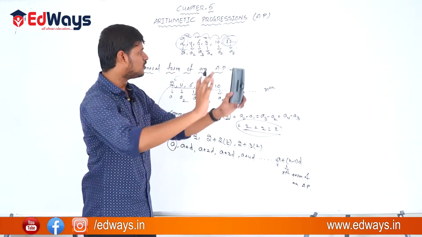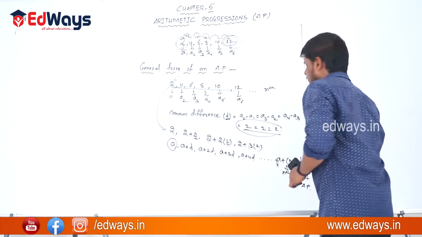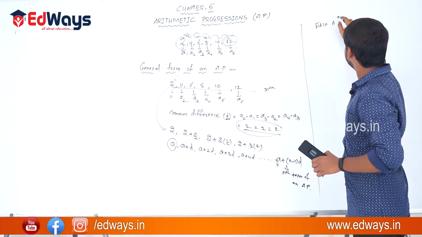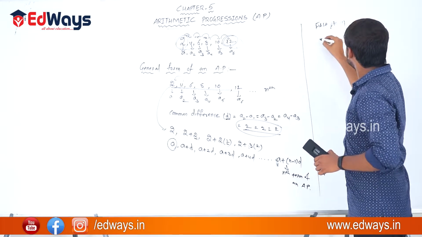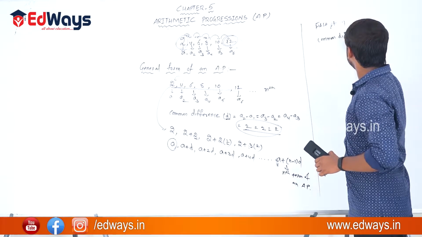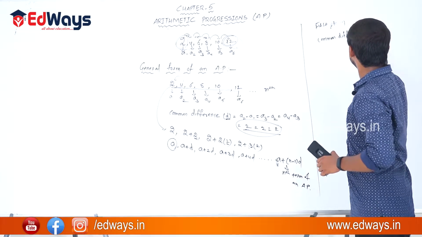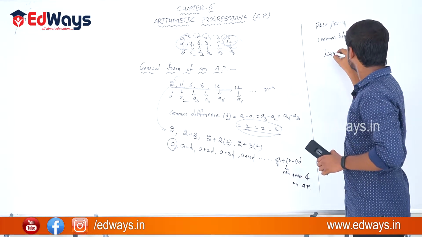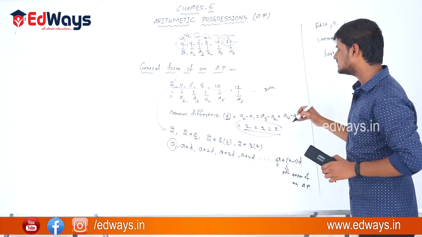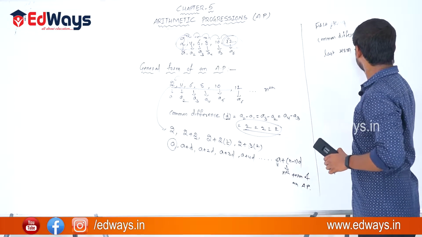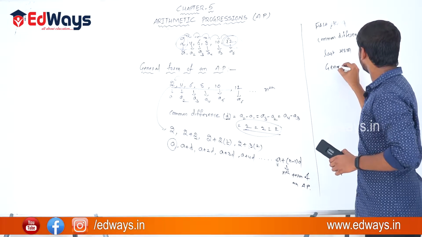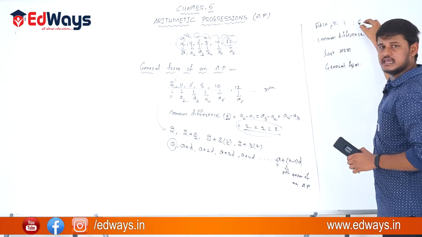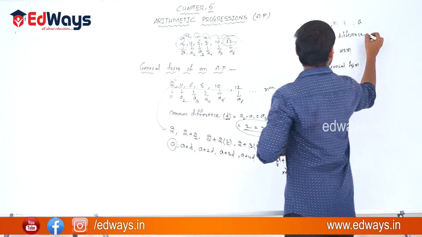Clear? So just let me write all the things here, whatever we learned till now. Quickly. First, what is the first term of an AP, what is the common difference, what is the last term of the given AP, the nth term or last term, both are the same, and what is the general form of an AP. The first term is denoted by A, and the common difference is denoted as D.